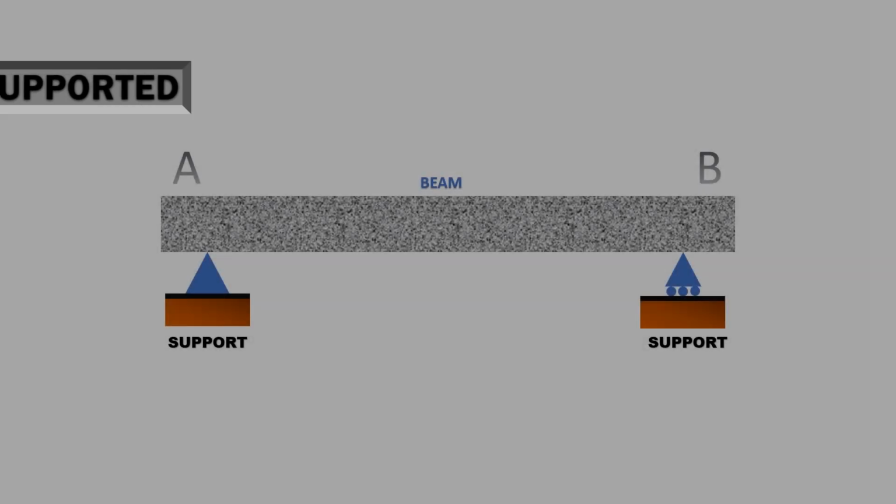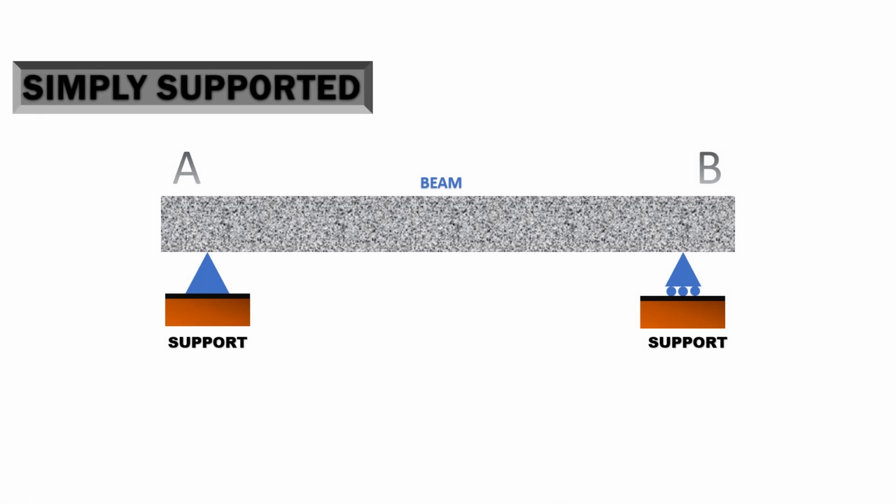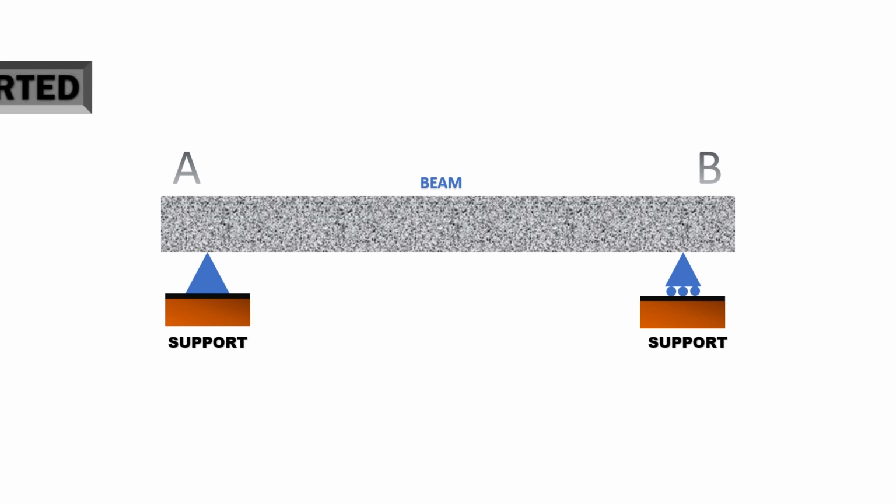The most common types of beam supports are simply supported beams. These beams have supports at both ends, and they are free to rotate and deflect under load. Simply supported beams are common in many construction applications, such as floor beams in buildings and bridges.